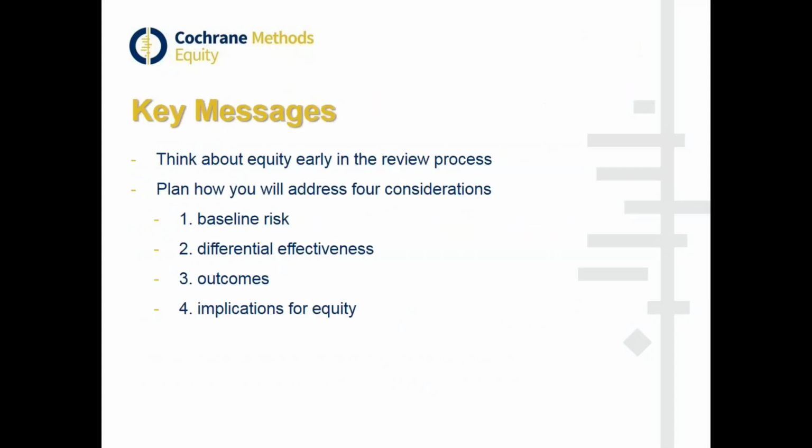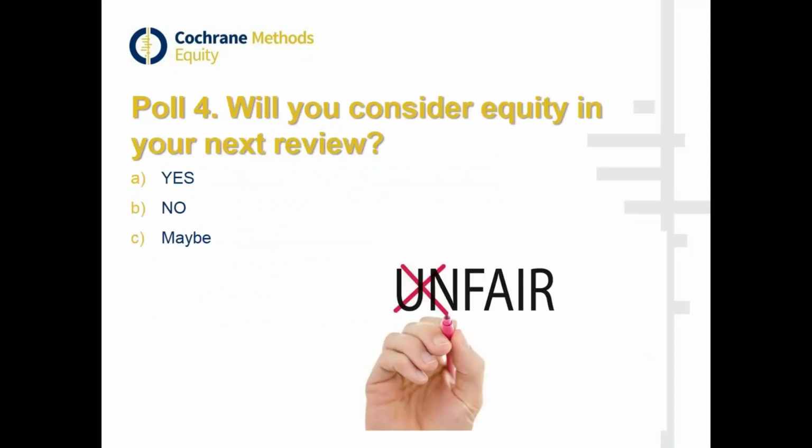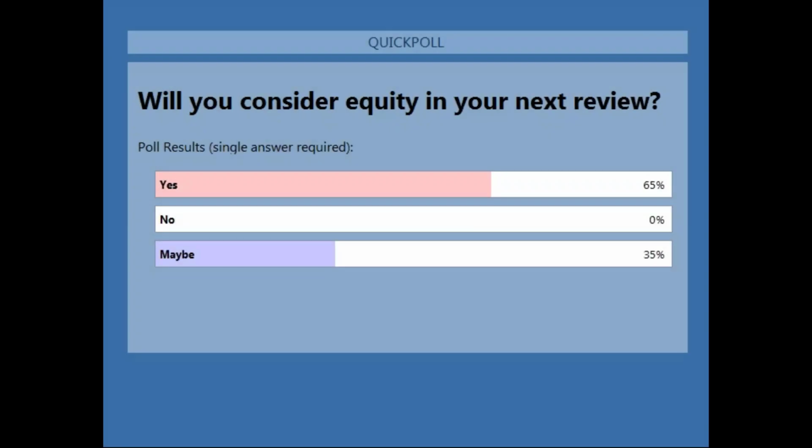So the key messages that we wanted you to take away were that you should think about equity early in the review process and plan how you'll address those 4 key equity considerations. So how you'll think about baseline risk and potential differences, differential effectiveness of the intervention, the outcomes of interest and how they might be different for different populations, and the implications for equity. And I think we have a poll, so would you consider equity in your next review? So most people said yes, and some people said maybe, and nobody said no, so that's good news for us.